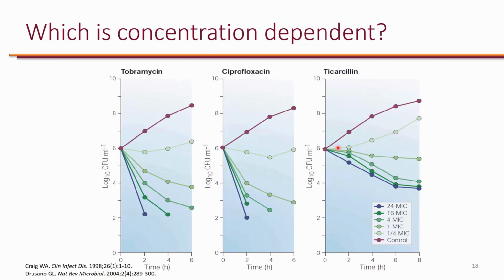Now as they increase the concentration of this beta-lactam, you can see that the organism dropped, but at some point, increasing the concentration didn't make a difference anymore. So for example, once we reach a concentration 4 times the MIC, we got the maximum amount of killing. 16 times the MIC, negligible amounts. In fact, a concentration 24 times the MIC made no difference compared to 16 times MIC.